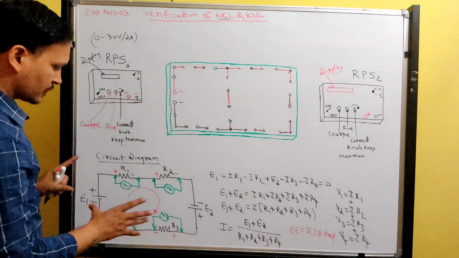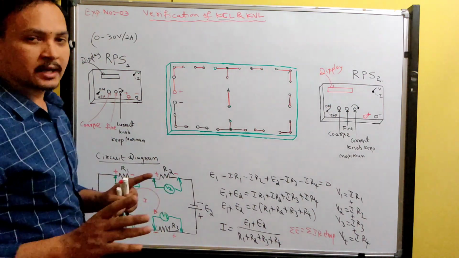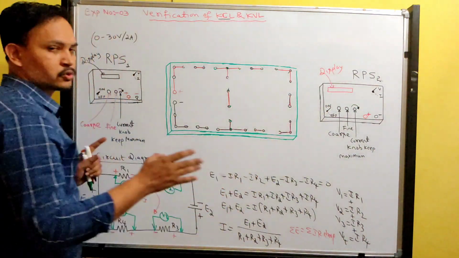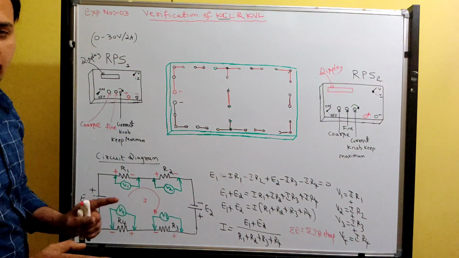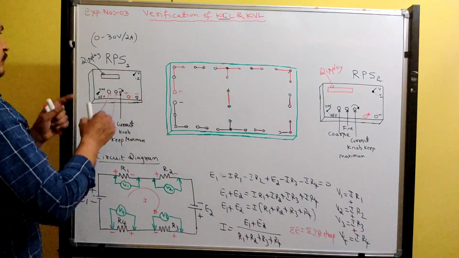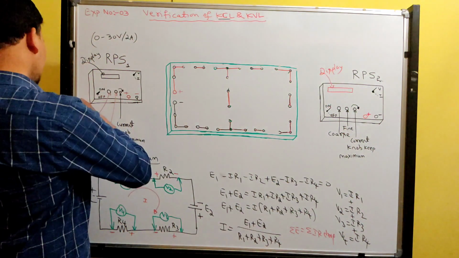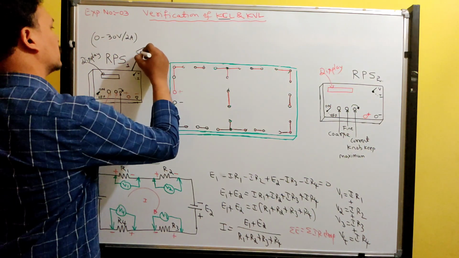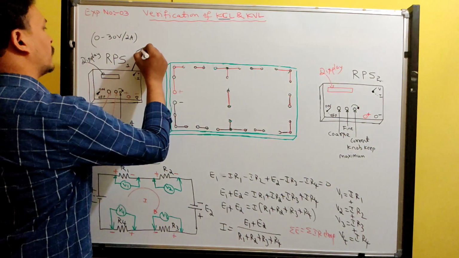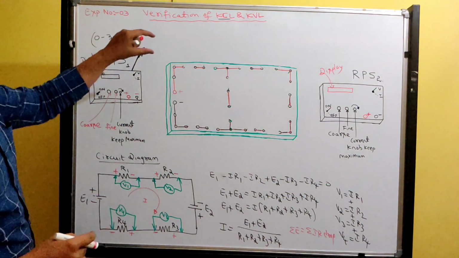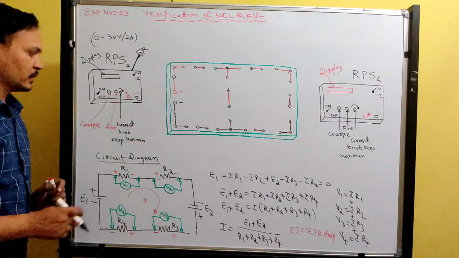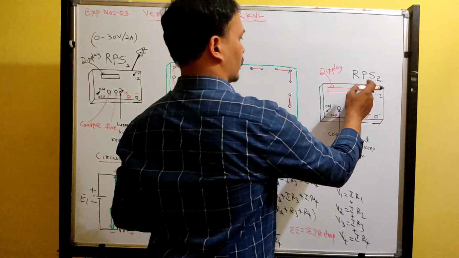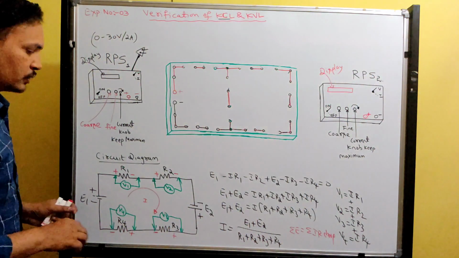So we can do the connections. But while doing the connections, the regulated power supply should be kept in off mode. For this regulated power supply, we have a power cord. Don't connect the regulated power supply to the mains at the start. Keep the switch off and don't connect it to the supply. Similarly for this one also.